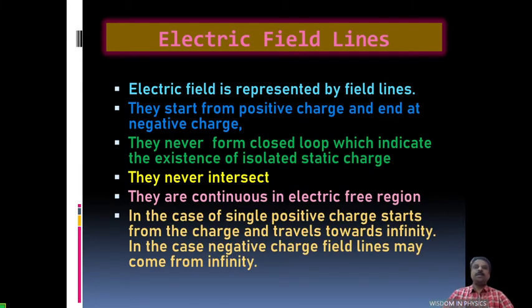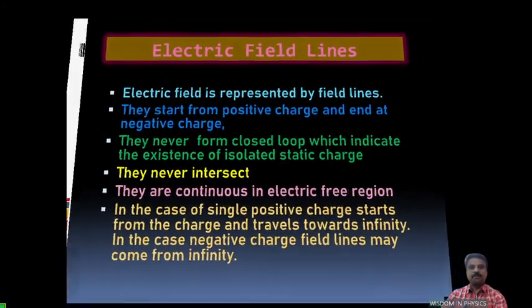In the case of a single positive charge, the field lines start from the charge and travel towards infinity. For an isolated positive charge, the field lines will start from the positive charge and go on continuously up to infinity. In the case of a negative charge, field lines come from infinity and end on the negative charge.